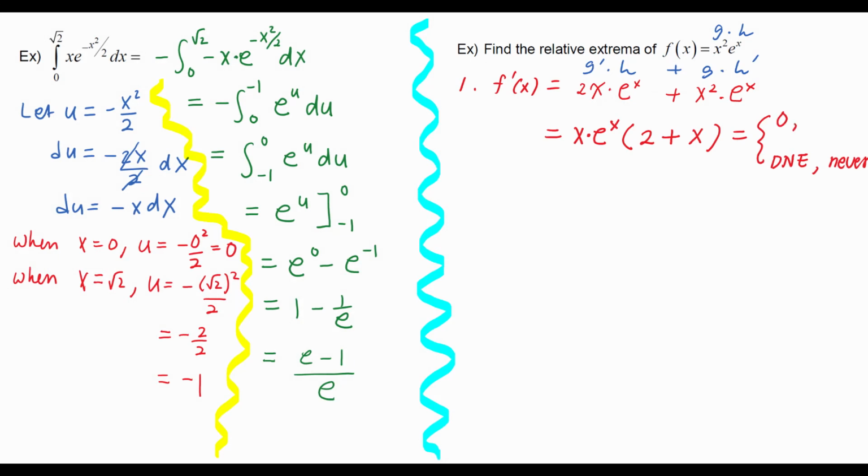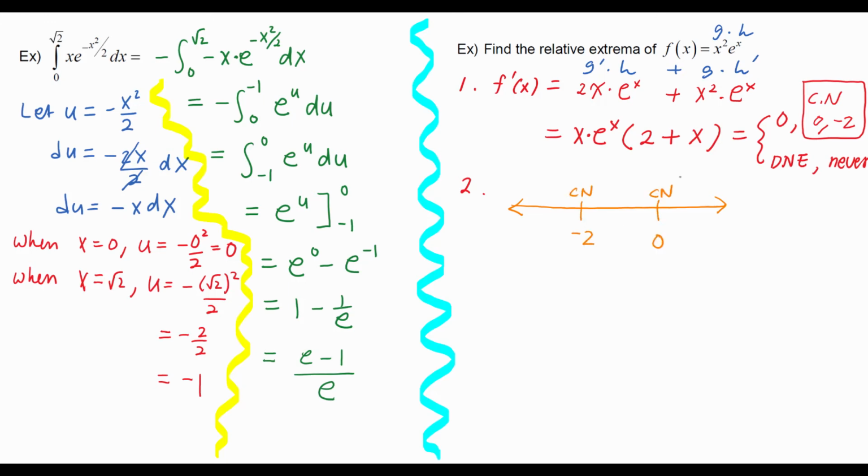And it is 0 when x equals 0 from the first factor. And then e to the x is never 0. And then 2 plus x factor is 0 if x was negative 2. So here is your two critical numbers. So now you're going to draw the number line. Locate the critical numbers. My critical numbers are negative 2 and 0.